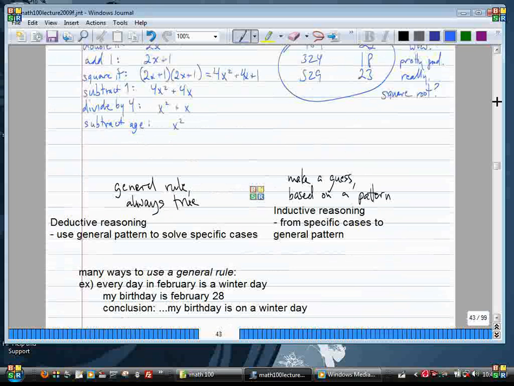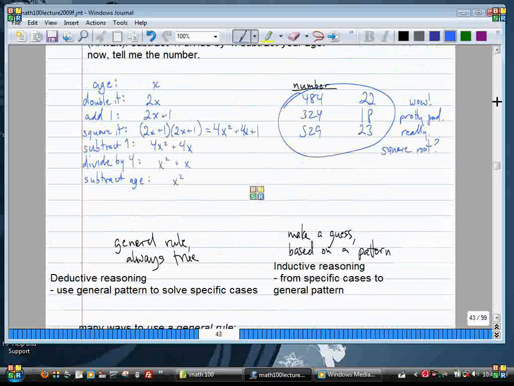Inductive reasoning, it's easier, but it doesn't always work. Deductive reasoning always works, but it's harder. Okay. Any questions?